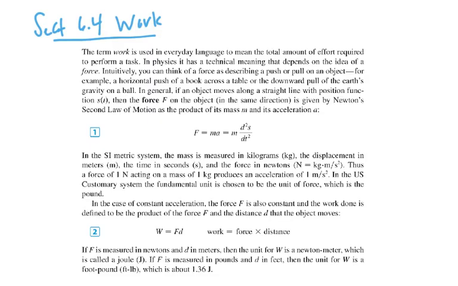So in general, if an object moves along a straight line with position function s(t), then the force F in the same direction is given by Newton's second law of motion: F equals ma, the product of the mass and the acceleration a. Now this uses the metric system, so the mass is in kilograms, the displacement is in meters, the time is in seconds, and the force is in newtons. So we have all of these important things in your formula up here.